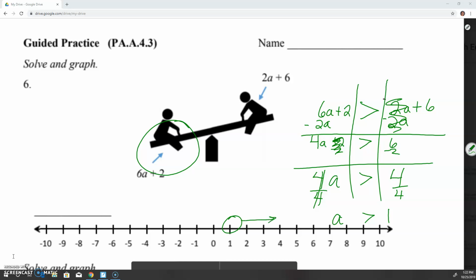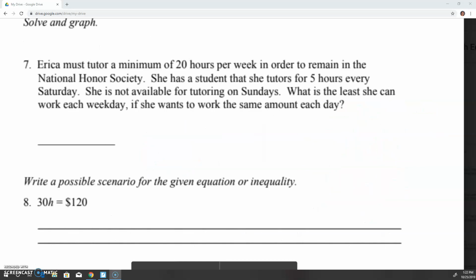To the right. Erica must tutor a minimum of 20 hours per week. Can she do more? Yes. She has to do 20 hours, so I know it's going to be greater than or equal to 20 hours, in order to remain in National Honor Society. She has a student that she tutors for 5 hours every Saturday. She's not available for tutoring on Sundays. What is the least she can work each weekday if she wants to work the same amount each day?